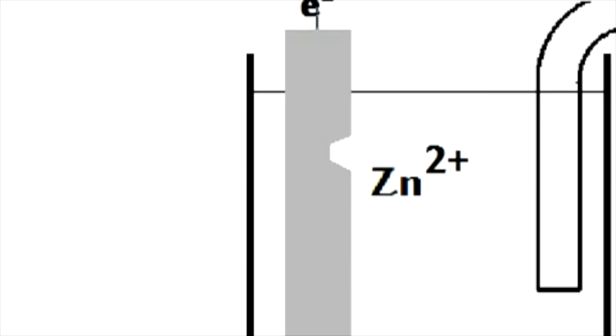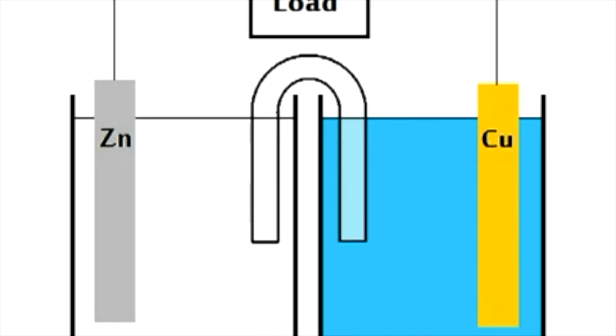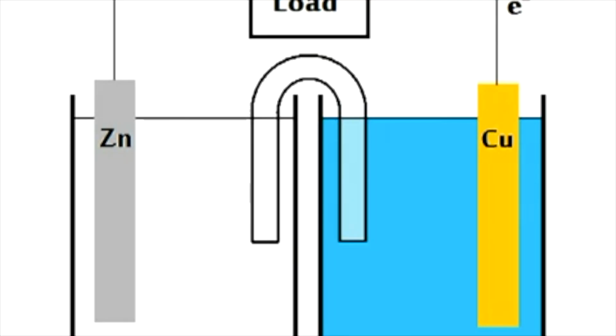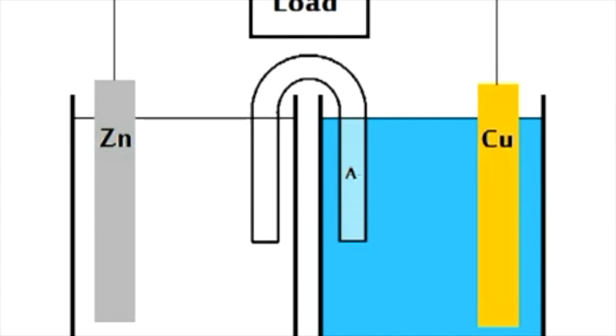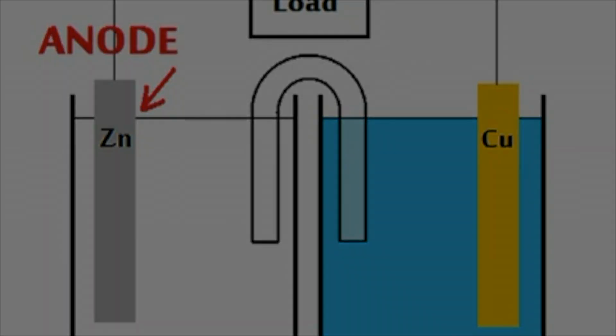We start at the anode, electrons are lost there and go through the wire and through the load on fire. They enter the cathode and reduce the cations, and the anions go through the salt bridge back to where?